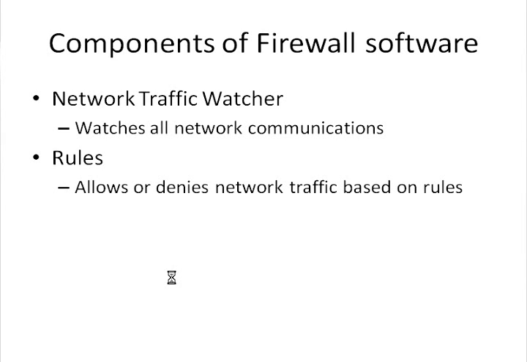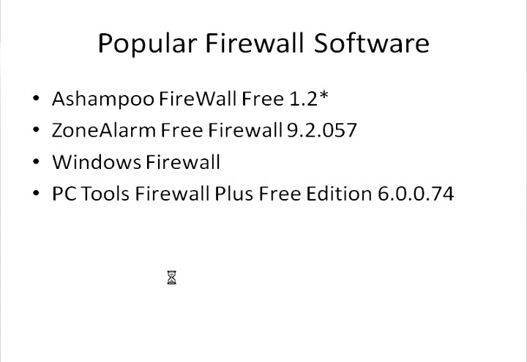What are some of the components of firewall software? Typically there's some kind of network traffic watcher that watches all network communications. And another thing is rules. Rules will allow certain applications to be rejected or allowed to communicate with the internet. The rules just specify what applications have access or not.